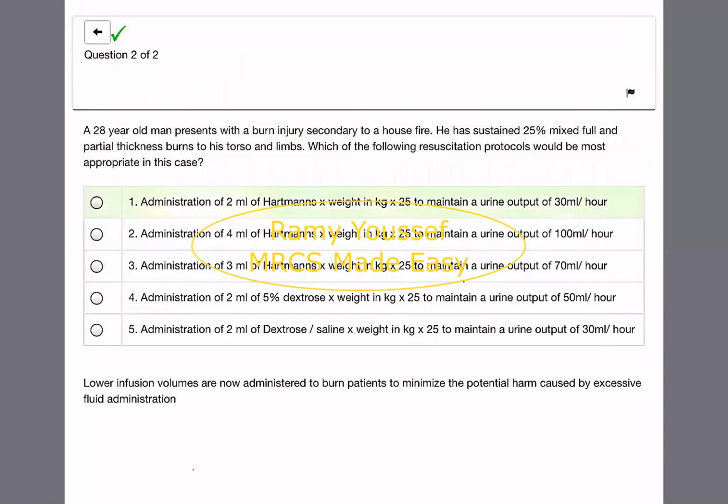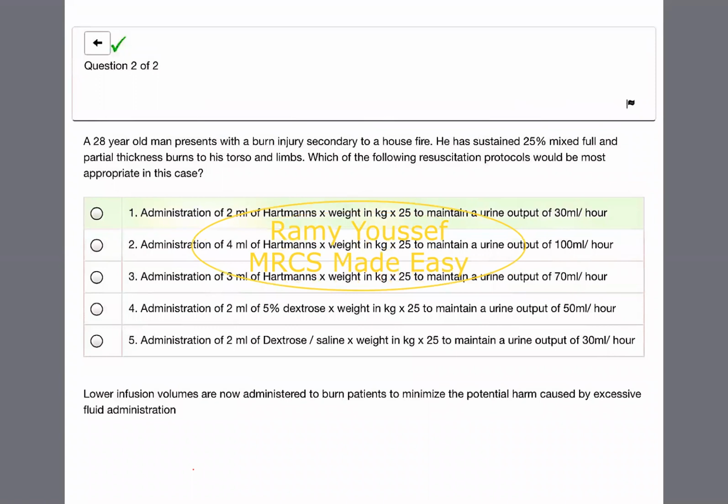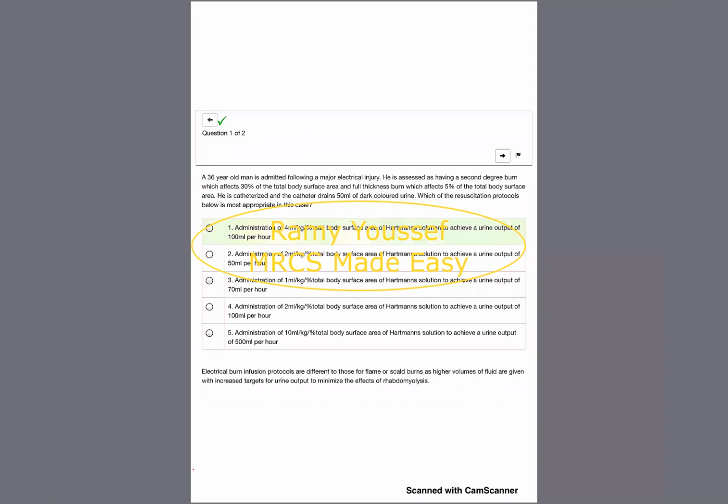Thank you, sir. 100 ml: we want to protect the kidney, by the way. Even in treatment of rhabdomyolysis, like what happens with electric injury, anything where you want to protect the kidney from acute renal failure, you have to keep the rate not less than 100 ml per hour. That way you protect the kidney from any myoglobinuria or acute tubular necrosis, and keep its function. That's why we prefer it in electric injury.